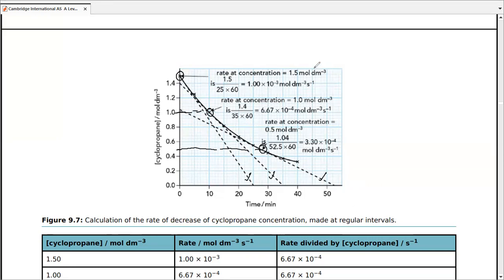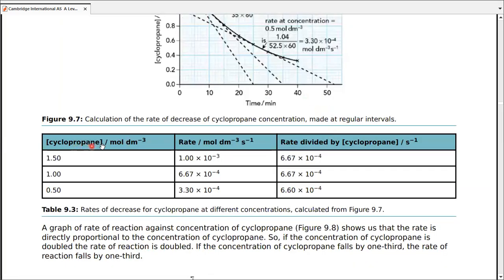Now, the rate at concentration 1.5 mole per decimeter cube, the answers have been calculated. This for 1 mole, this for 0.5 moles. Let's move to the table below. Cyclopropane's concentration in mole per decimeter cube, the rate calculated, and then we divided the rate by the cyclopropane concentration. We divided the rate with time in seconds.